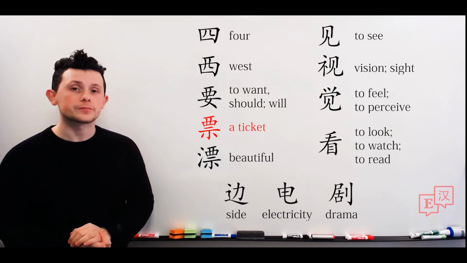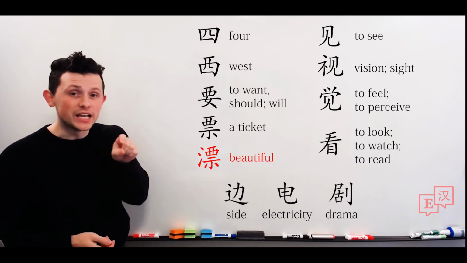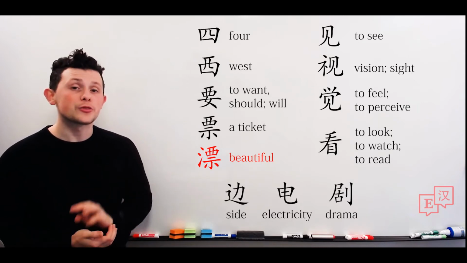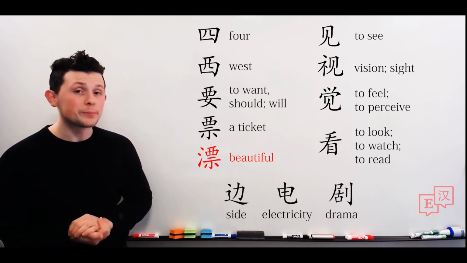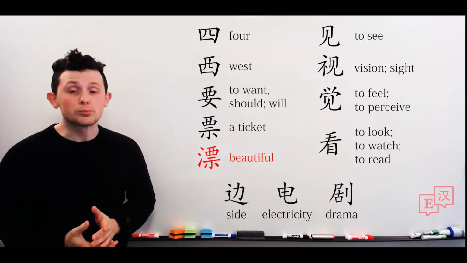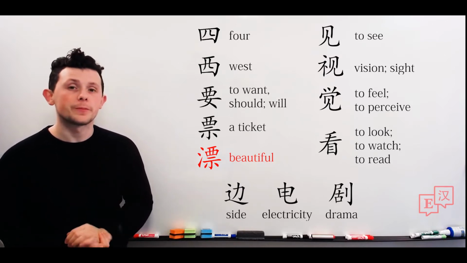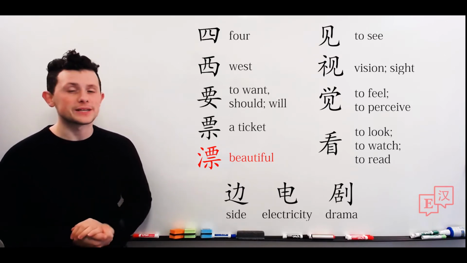Piao. Now, in our next character, we add san dian shui, 3 drops of water, to our piao. And this makes the character for beautiful or pretty, also pronounced piao. Note, this character cannot be used by itself in speech.